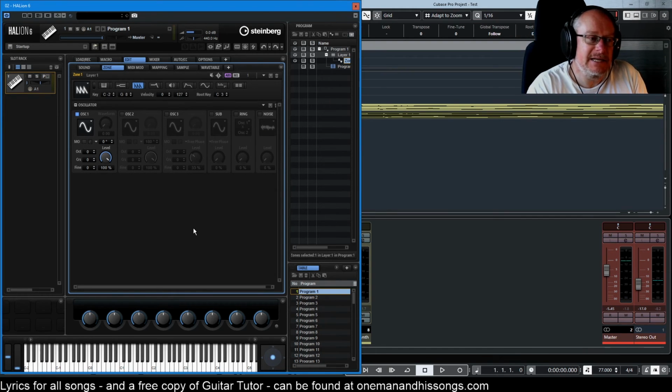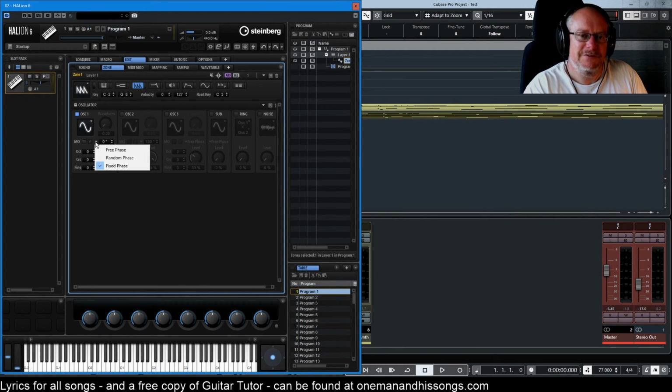And that's why in any instrument that's capable of generating multiple waves at the same time, as is the case in Halion, you're always going to get phase options, and you very much need to take care of them. They're not just there for show, and you need to understand how they relate to each other.